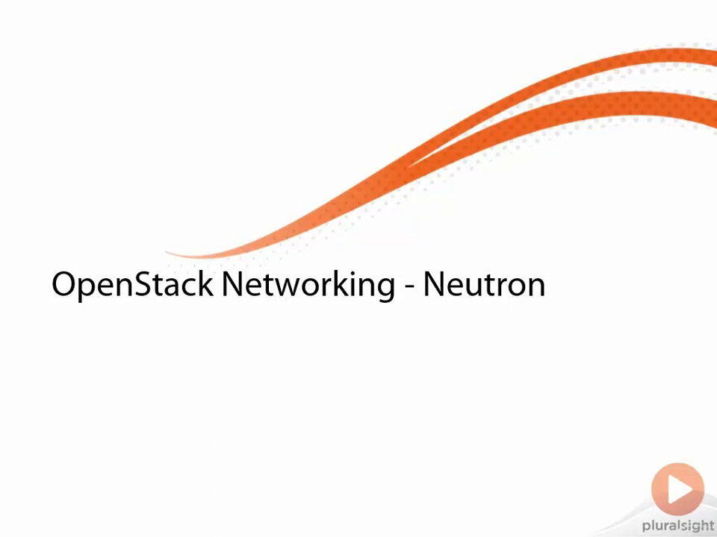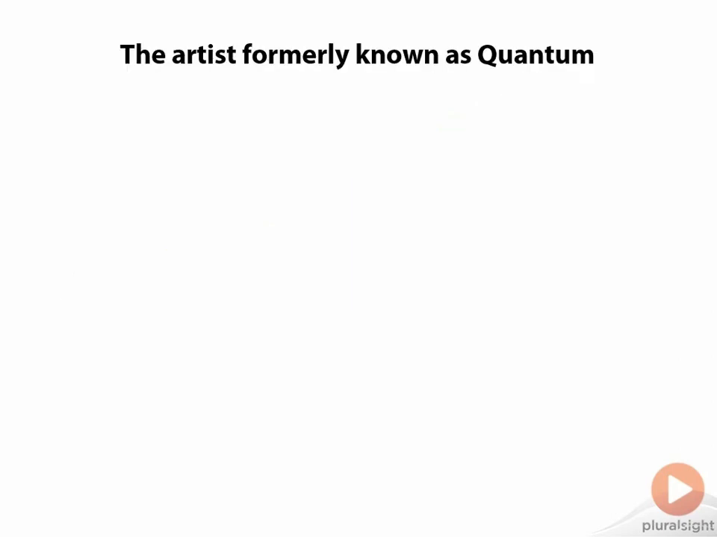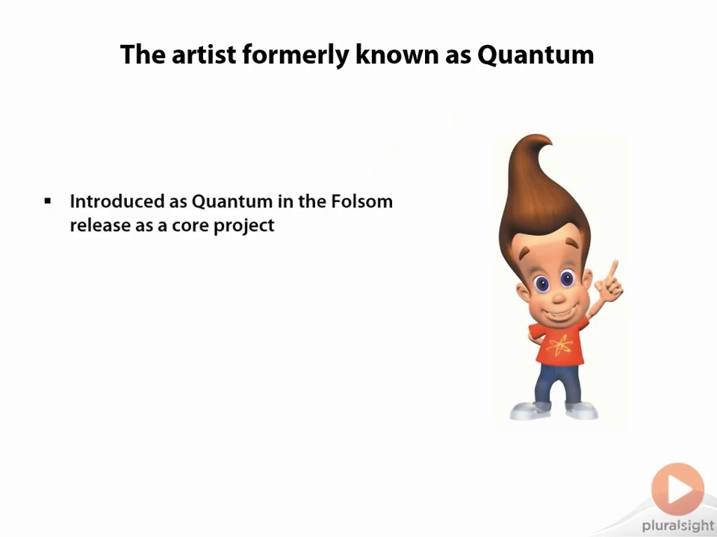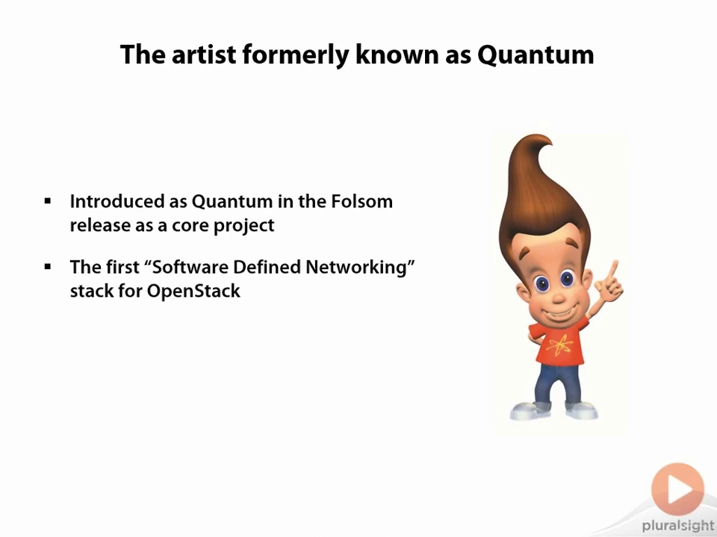Next, we're going to talk about OpenStack networking, Project Neutron. Neutron is very interesting because it used to be called Quantum. It was actually introduced in the Folsom release and nicknamed Quantum. It was a standalone core project. It was built because we wanted to create a completely separated software-defined networking stack for the OpenStack ecosystem.